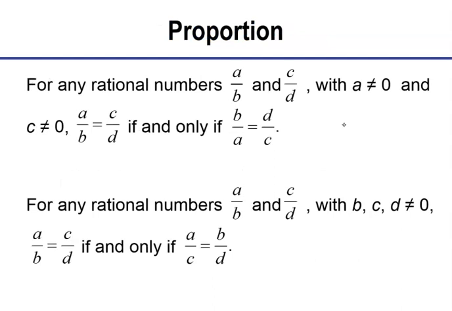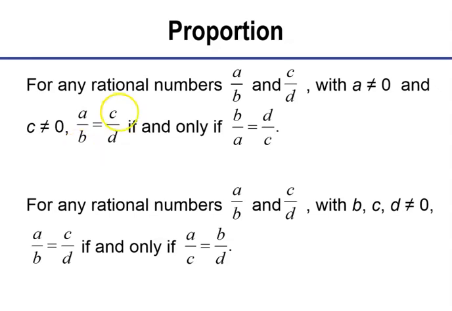Now what do we have here? For any rational numbers, A over B and C over D, with A not equal to 0 and C not equal to 0. And we also know B and D are not equal to 0 either, right? Because if it's a rational number, B and D can't be 0. Okay? Now, let's break this down.